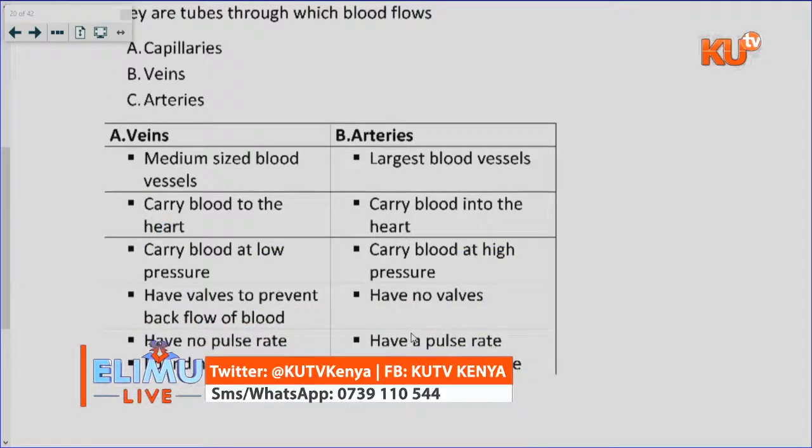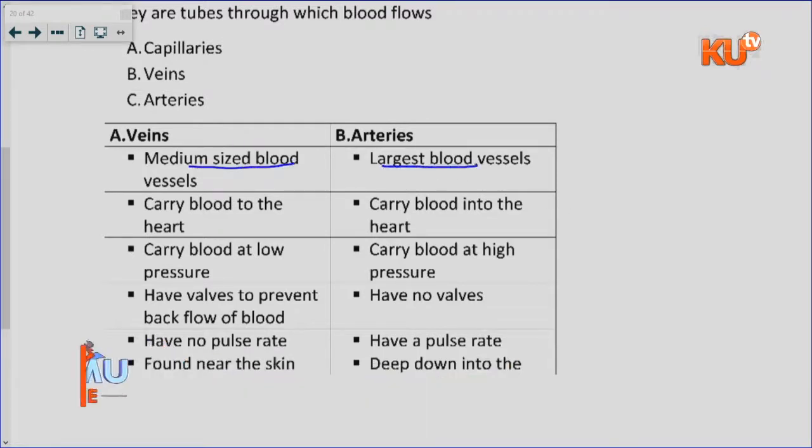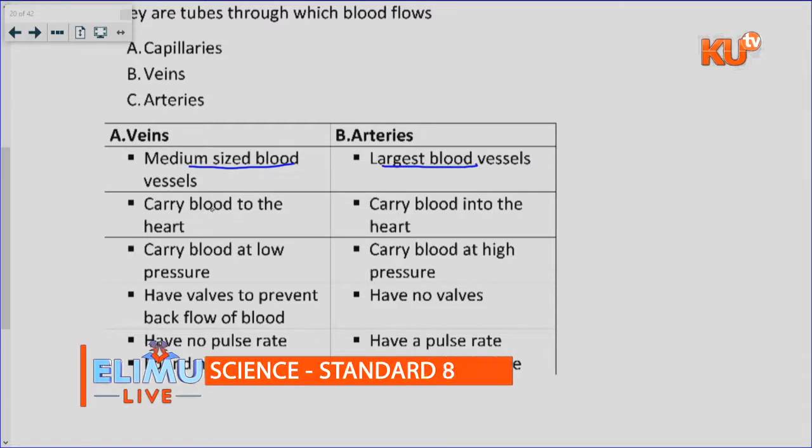Veins and arteries, most of their adaptations are opposite to each other. So we look at the veins. Veins are medium-sized blood vessels, whereas arteries are largest. Veins carry blood to the heart. Arteries carry blood out of the heart. Veins carry blood at low pressure. Arteries carry blood at high pressure.